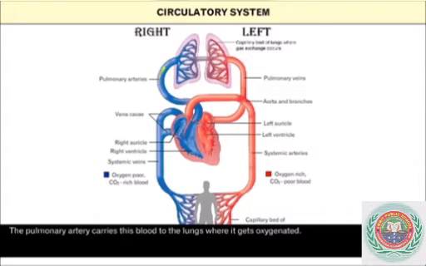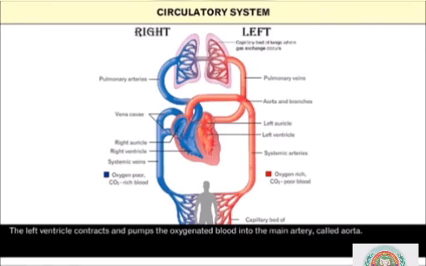The pulmonary artery carries this blood to the lung where it gets oxygenated. The pulmonary veins carry oxygen-rich blood from the lungs to the left atrium of the heart. The left atrium contracts and pushes the oxygenated blood into the left ventricle. The left ventricle contracts and pumps the oxygenated blood into the main artery called aorta.